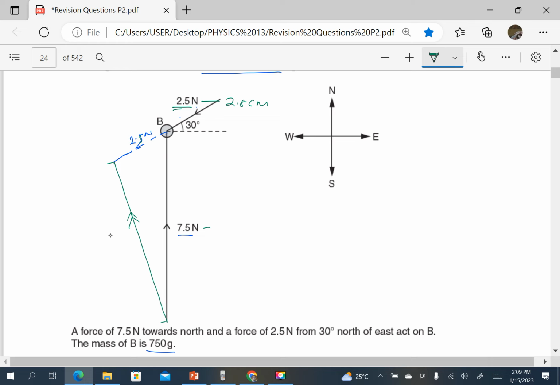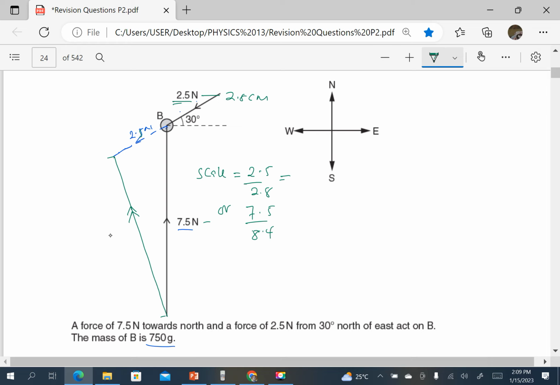Okay, so it means the scale is going to be either 2.5 divided by 2.8, or 7.5 divided by 8.4. I just measured the length representing 7.5, or I measured the length representing 2.5. So the scale is going to be 2.5 over 2.8. That is, 1 centimeter represents 2.5 over 2.8 newtons, or 1 centimeter represents 7.5 over 8.4 newtons.